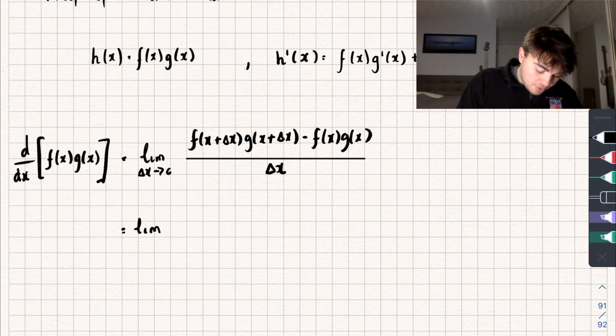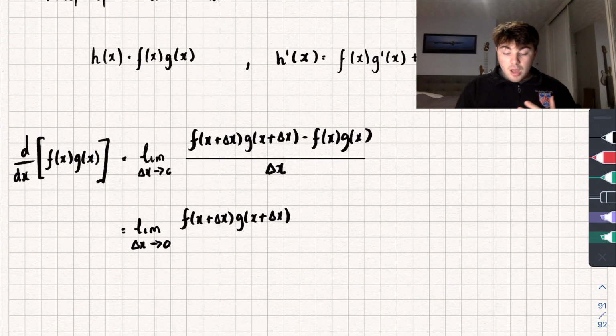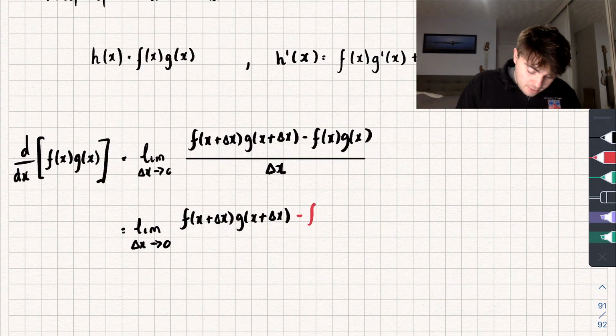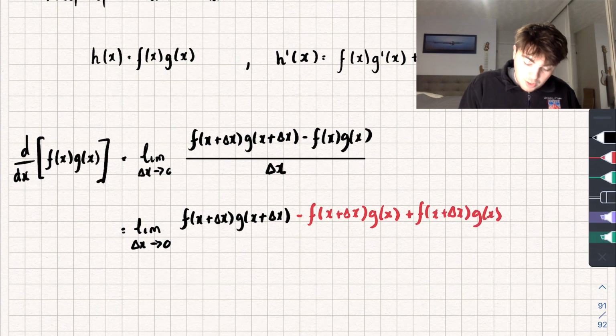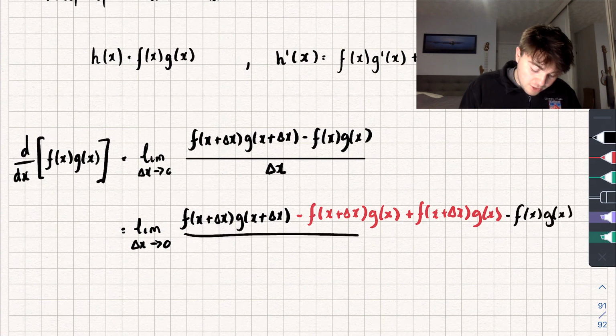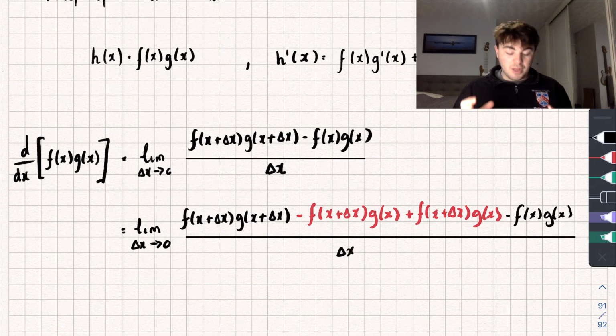So we could say this is equal to the limit, as delta x tends to 0, of, well, the start is going to be the same. We've got f of x plus delta x multiplied by g of x plus delta x. But this is what's different. I'm going to subtract f of x plus delta x multiplied by g of x, and then I'm instantly going to add it back on. So plus f of x plus delta x multiplied by g of x, and the last part is going to remain the same, so subtract f of x multiplied by g of x. You'll see why I've done that a bit later on. So this is still all over delta x and it's still the same thing.